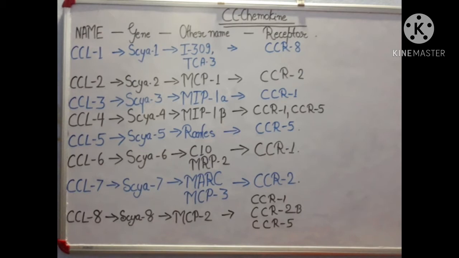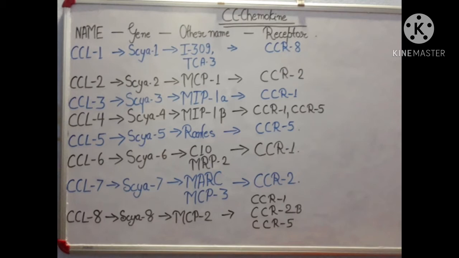CCL3 is encoded by the SCYA3 gene, and it is also known as MIP1 alpha, and its receptor is CCR1. CCL4 is encoded by the SCYA4 gene, and it is also known as MIP1 beta. Its receptors are CCR1 and CCR5. CCL5 is encoded by the SCYA5 gene, and it is also known as RANTES, and its receptor is CCR5.